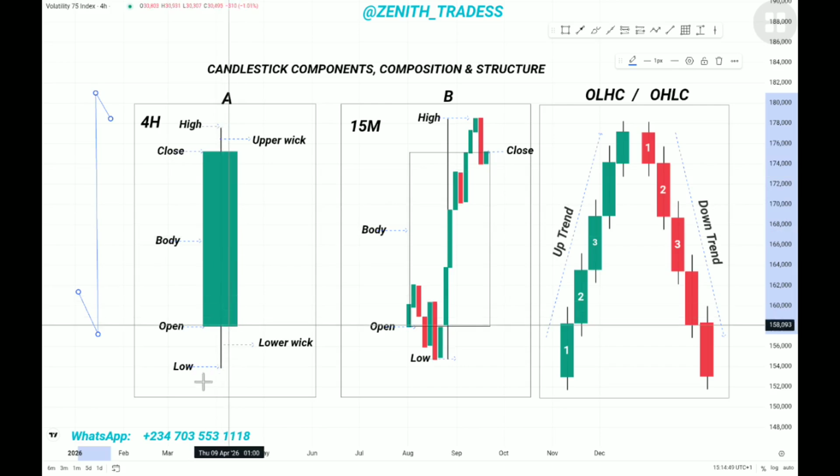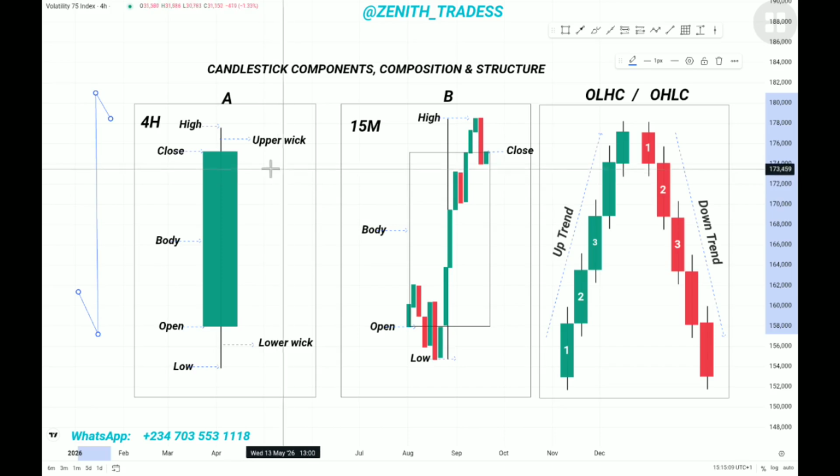So these are the 6 components: low, high, open, close, and the wick. That is 5. Then the body is 6. These are the 6 components of a candle, and this is a bullish candle. For a bearish candle, it will be the opposite. And the representation will be what? A bullish candle representation is green. A bearish candle representation is what? Red.